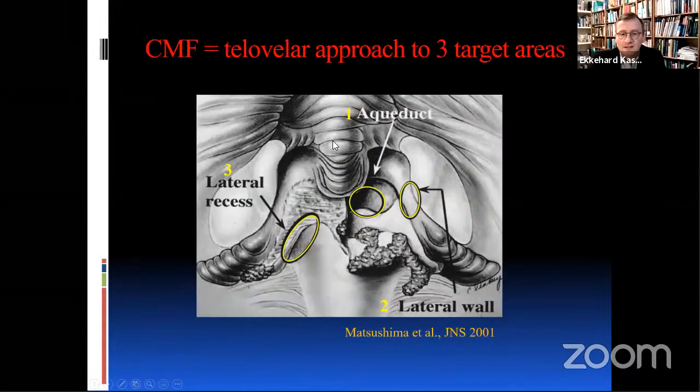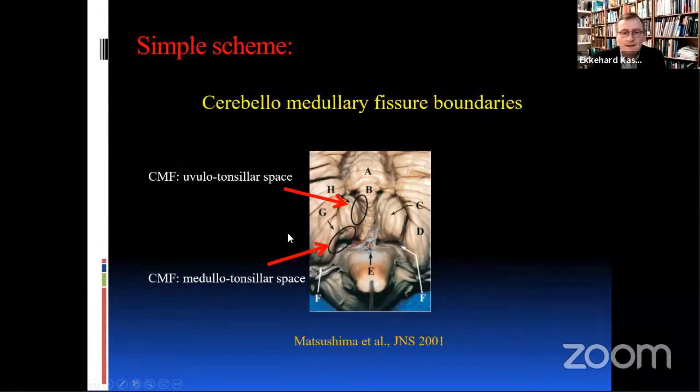Well, first, these are the 3 key areas that you can reach. The aqueduct and the midline of the ventricle are very easily exposed. You can go into the lateral wall if you extend your opening, and you can go into the lateral recess from medial to lateral. Now, the simple scheme to identify your access corridors is you first define the CM fissure boundaries, and this is most easily done around the tonsil. So there's a uvulotonsillar space more cranially, and then laterally a medullotonsillar space. It's all about mobilizing the tonsil in the roof of the fourth ventricle.